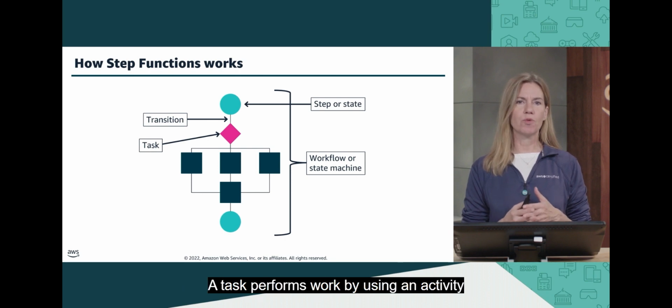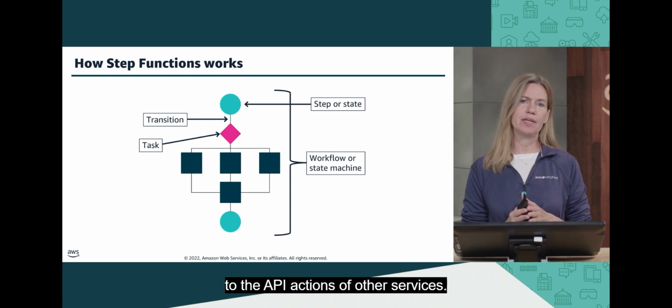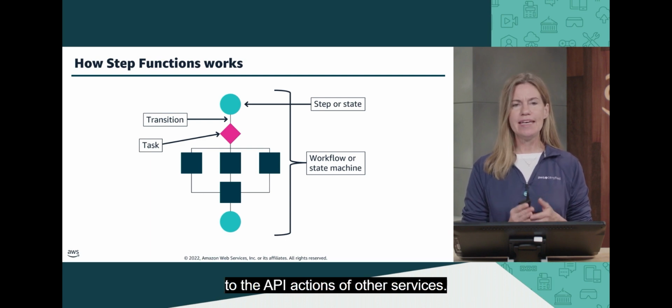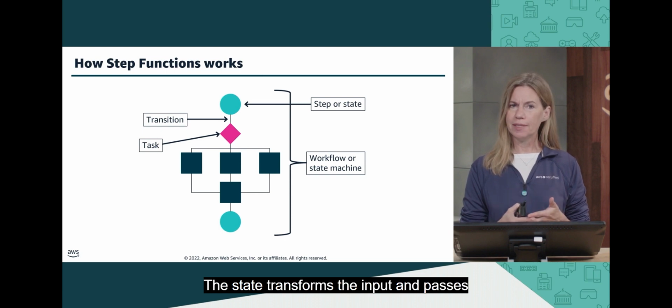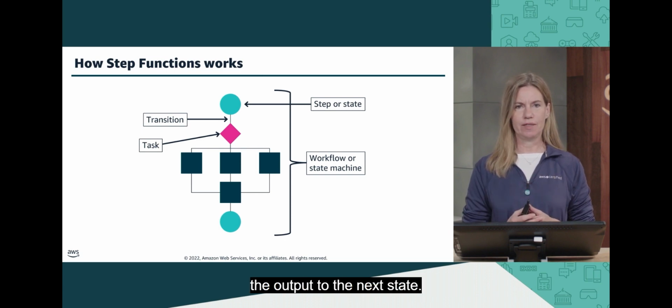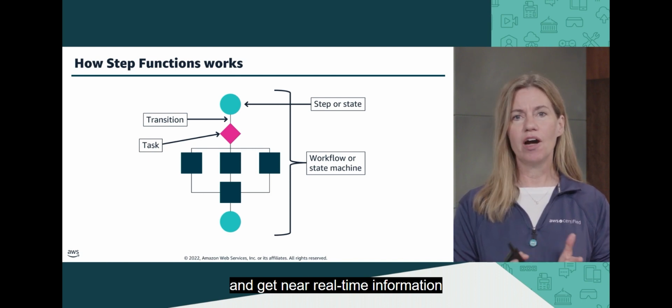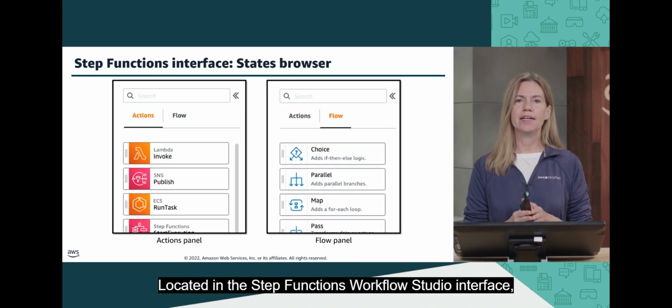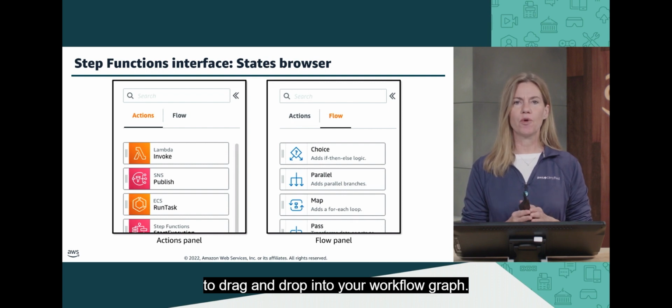A task performs work by using an activity or a Lambda function, or by passing parameters to the API actions of other services. Each state machine starts with an input. The state transforms the input and passes the output to the next state. In the Step Functions console, you can visualize your state machine and get near real-time information on your state machine tasks. Located in the Step Functions Workflow Studio interface, the States browser is where you select states to drag and drop into your workflow graph.